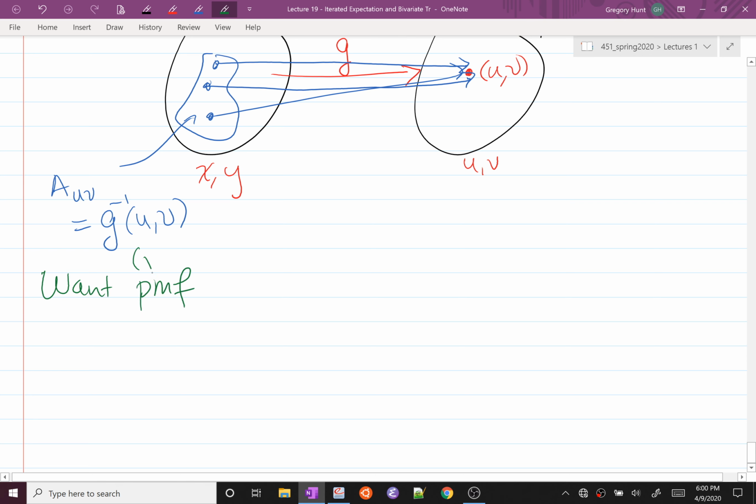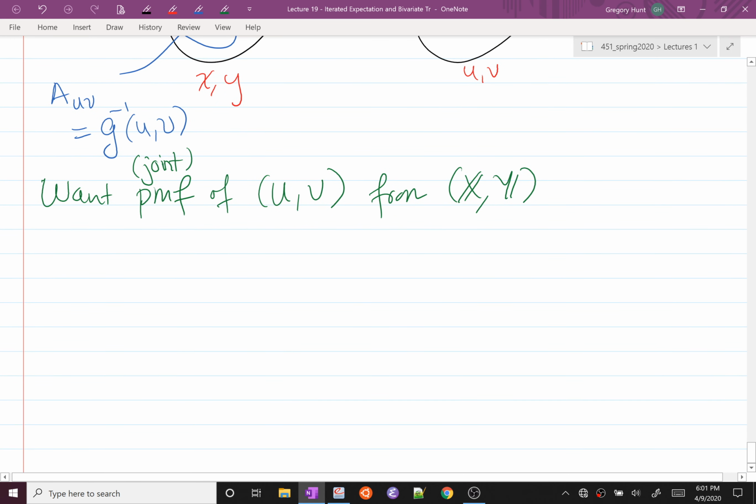So I want the PMF, that is the joint PMF of u, v. And I want to get that from the joint PMF of x, y. So joint PMF of uv, I'm going to say f uv of uv. Lots of notation. The subscript here reminds us this is the PMF of u and v. It has two arguments, little u and little v. This, in the discrete case, is just the probability that capital U is little u and capital V is little v.